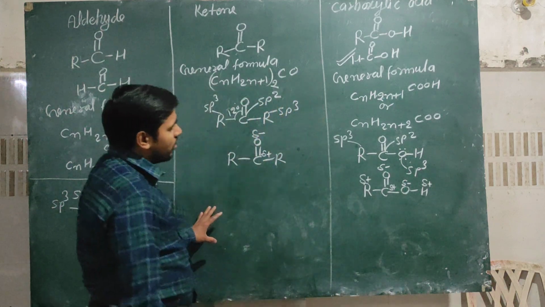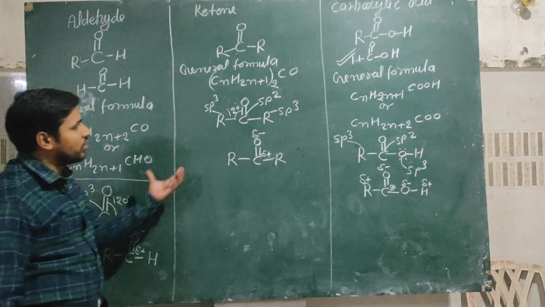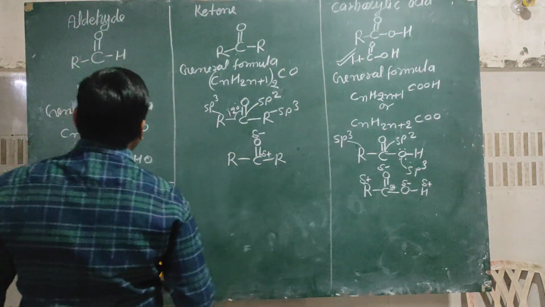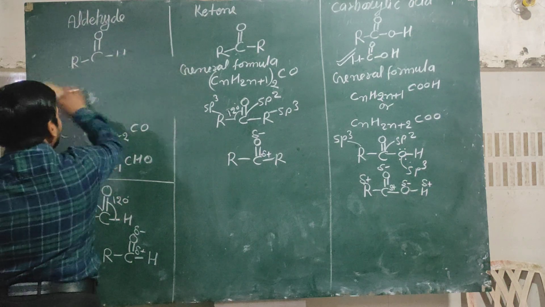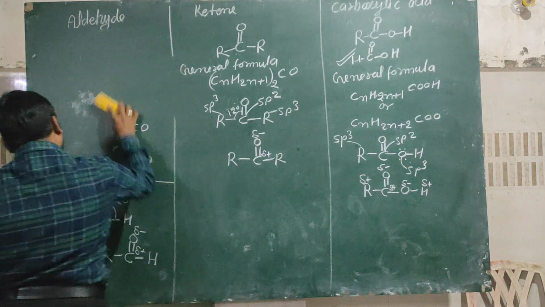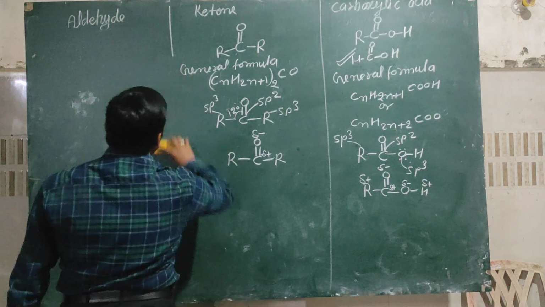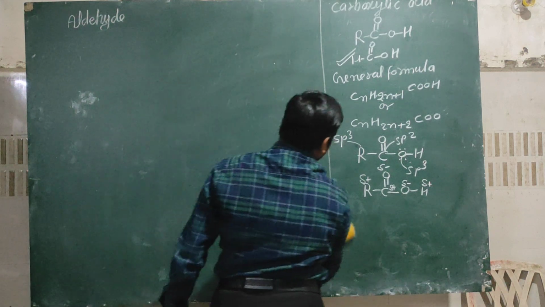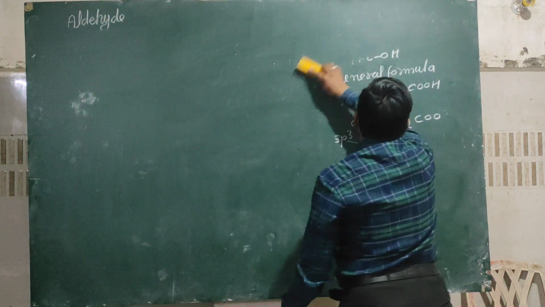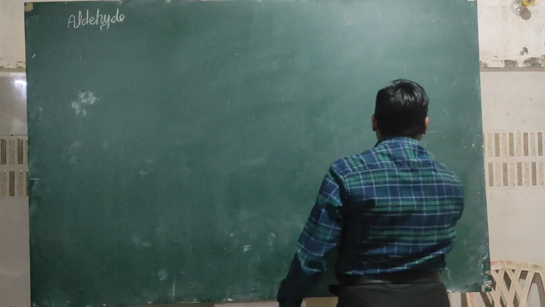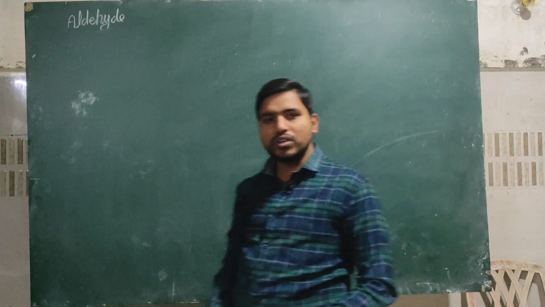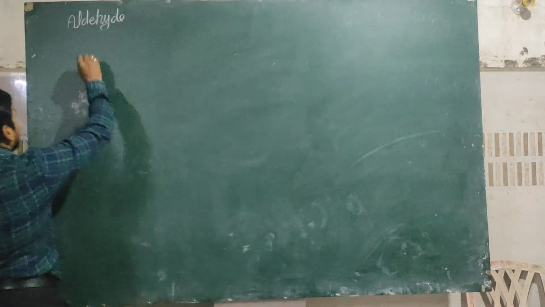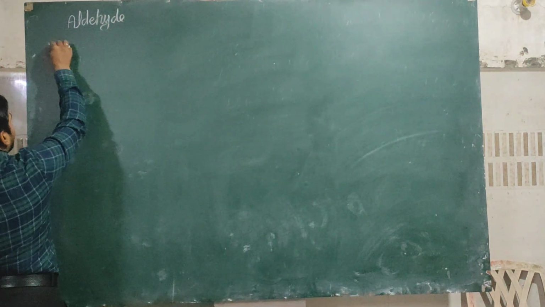So this is the general information about the aldehyde, ketone and carboxylic acid. But after the knowledge of general information of aldehyde, ketone and carboxylic acid, we try to understand what is the nomenclature of aldehyde, ketone and carboxylic acid. Firstly we try to understand what is the nomenclature of aldehyde. There are two systems of nomenclature.